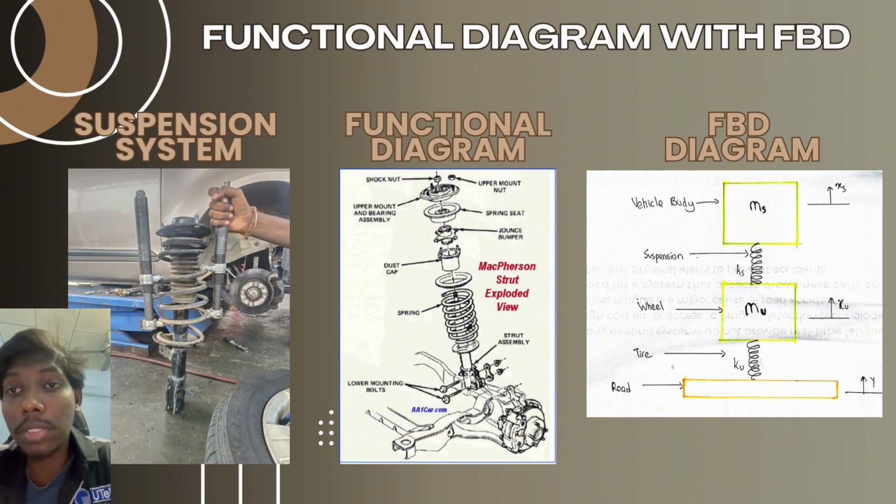The road disturbance is represented as Y, and the vertical movements of the masses are shown as XS and XU. In some systems, an extra force can be added to represent active suspension control. This FBD helps us understand how forces act and move within the suspension system.